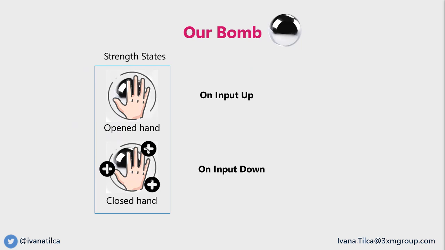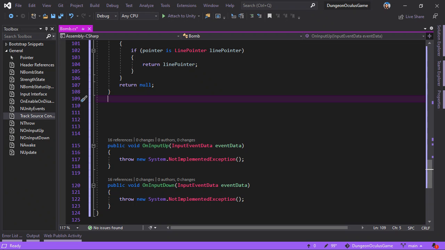Okay, so we have our closed hand, we were giving power to our ball. And when we release it on the input up, then we need to throw the ball. So we will create a function that can calculate what happens when I throw the bomb. And for that, I have this function.